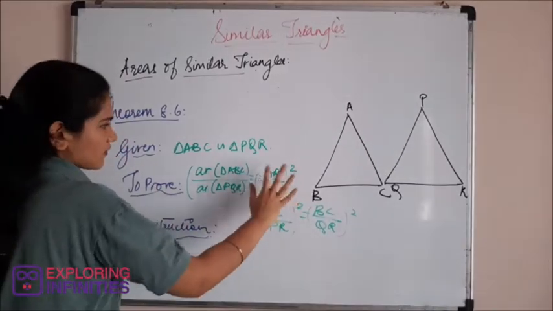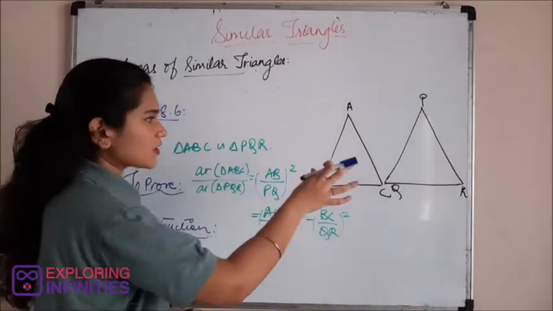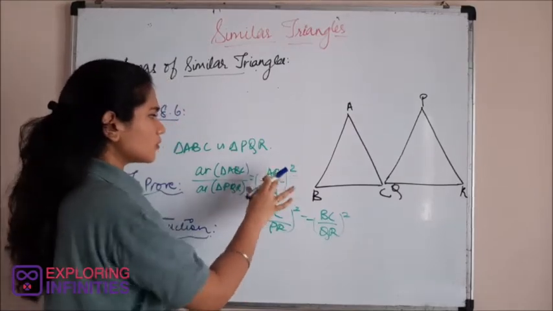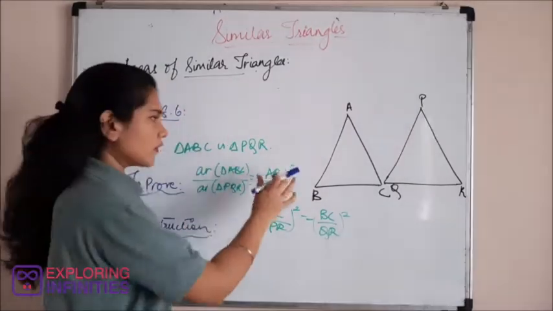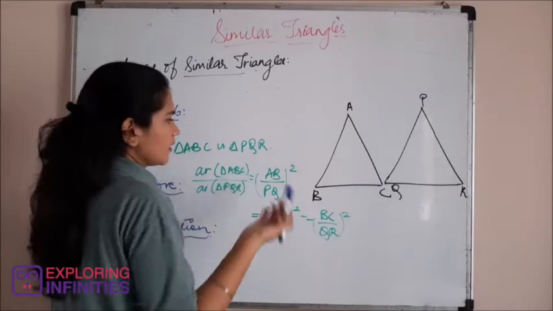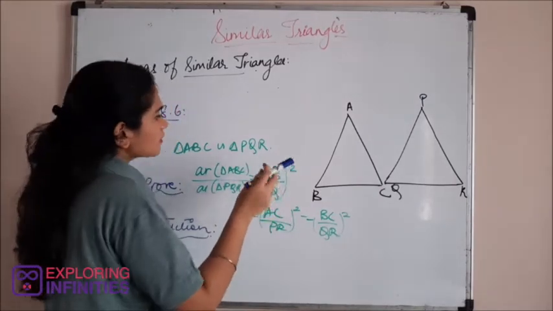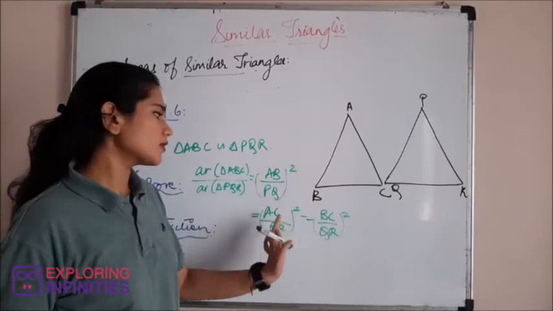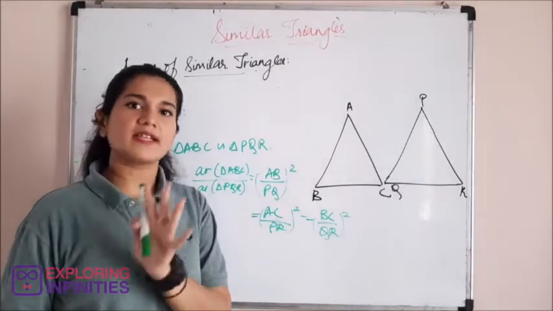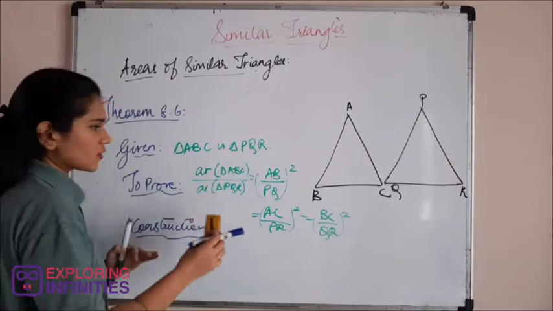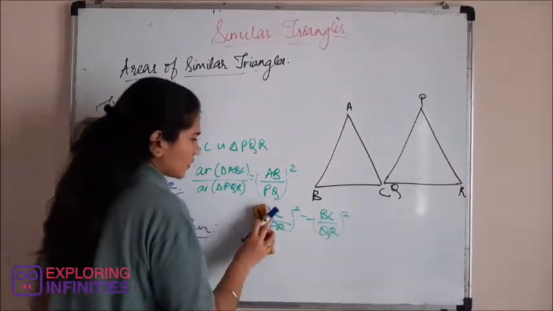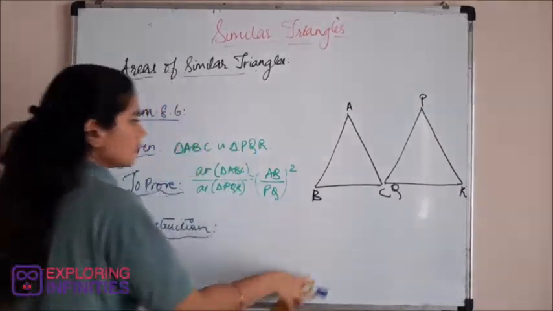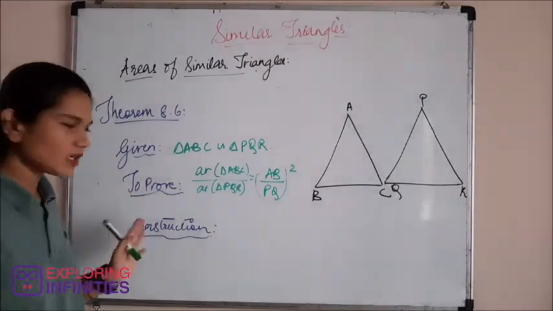So if we prove this way, the ratio of the areas of these two triangles is equal to the square of the ratio of one of the sides. So if we take AB divided by PQ square, if you just take this bit, then we can obviously prove that it would be equal to the ratio of the other two corresponding sides as well. So for time being, I'm just rubbing this off. So we'll just prove this bit first.